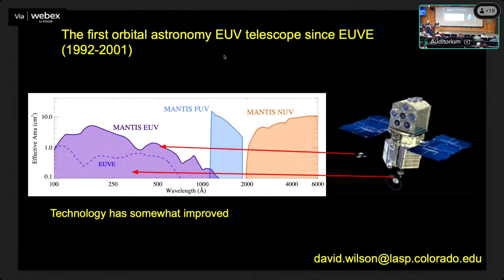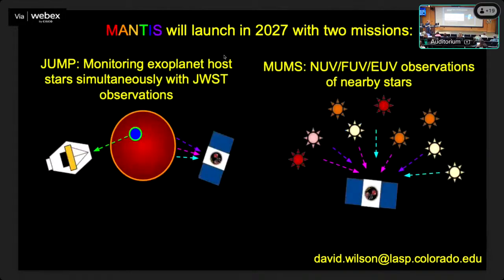And because the technology has improved so much, because it's been so long since we've had an EUV telescope, here is Extreme Ultraviolet Explorer and MANTIS roughly to scale, but we actually get about twice the effective area of the EUV telescopes on EUVE. We don't get as good spectral resolution, but we're massively improving in sensitivity, so we'll be able to go after all of the faint EUV targets that EUVE couldn't. Two missions, two more acronyms that I can't even remember.